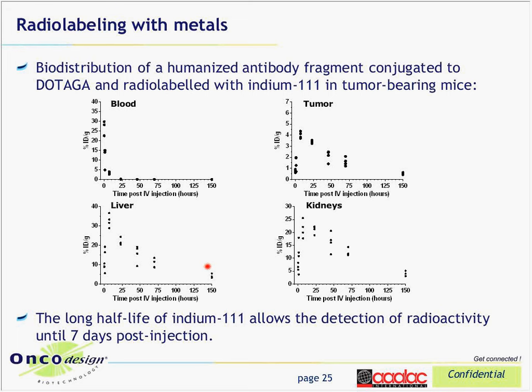So this is just to say, if you have access to PK parameters, the best is to use a long-lived isotope, so you are sure to be able to detect the radiolabeled molecule in the body of animals over a long period of time.